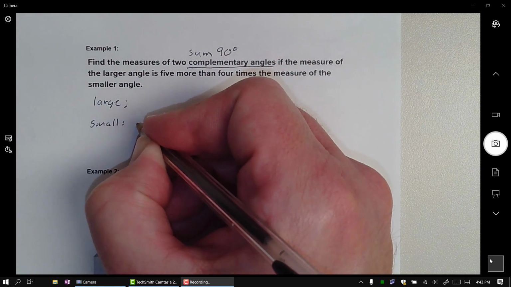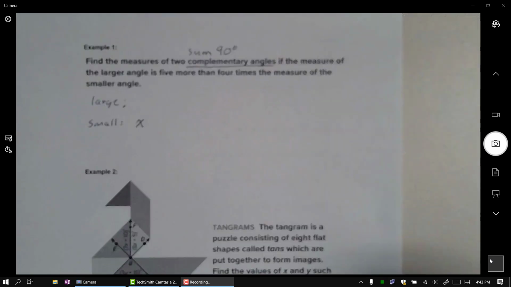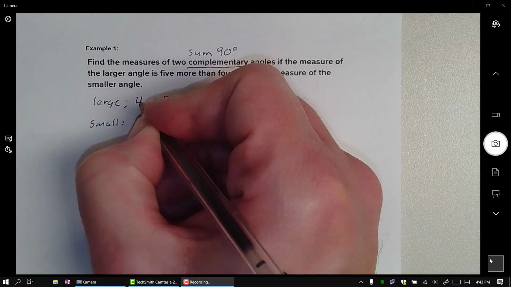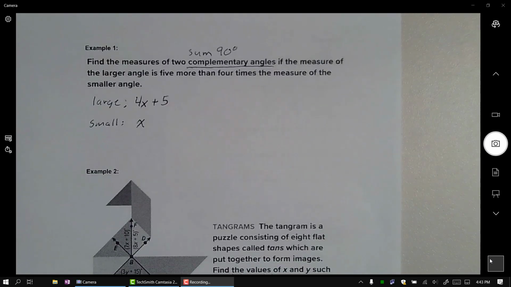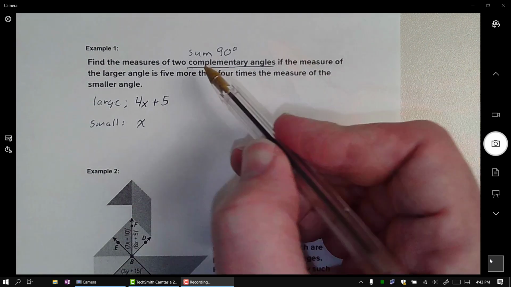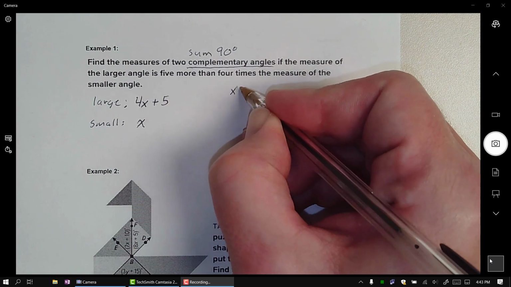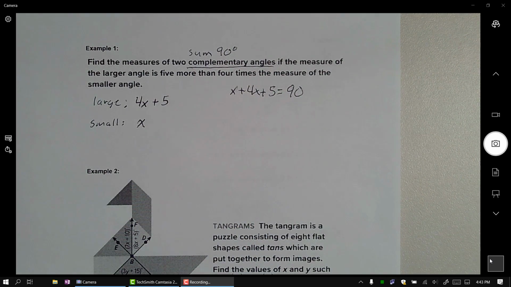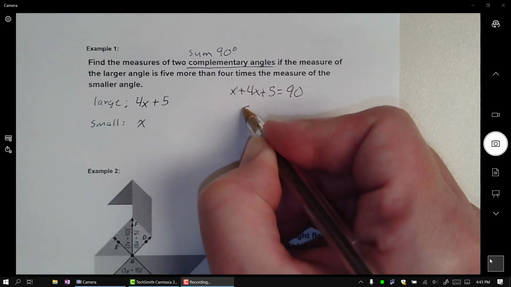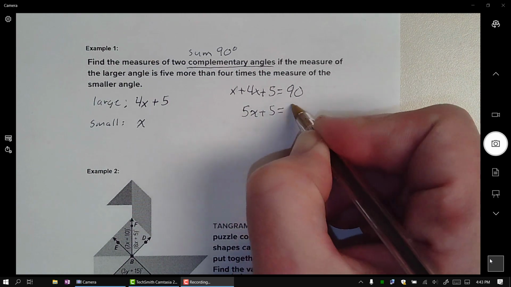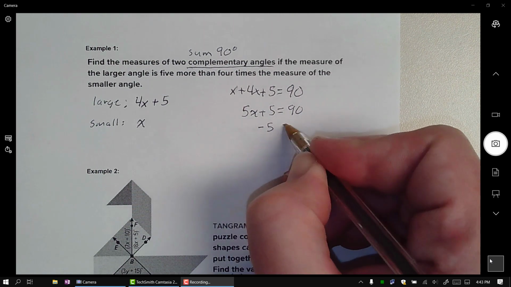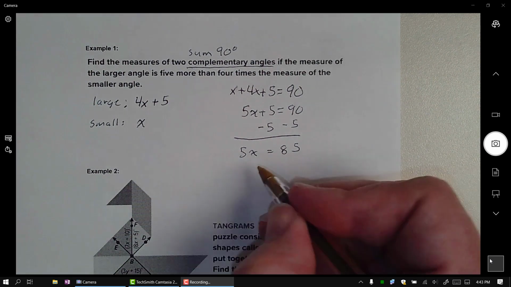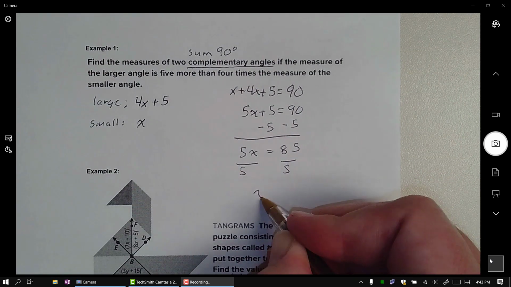So the small angle, we don't know what it is, so that's going to be our x. Our large angle is 5 more than means plus 5, 4 times, so 4x. We want to find the measure of both of these angles. Well, we know the two of them add together to give you 90. So x plus 4x plus 5 equals 90. Collect my like terms. X and 4x gives me 5x plus 5 equals 90. Subtract 5 from both sides. I get 5x equals 85. Divide by 5. I get x equals 17.